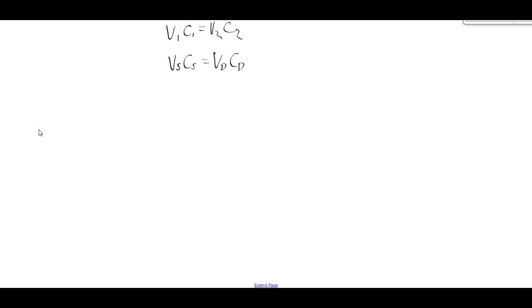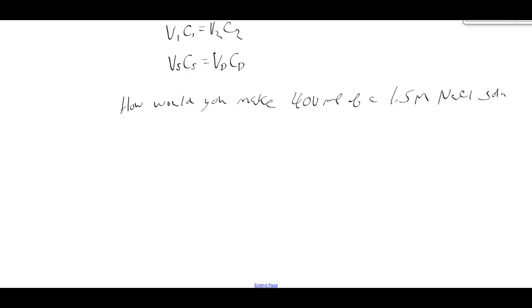So, an example here: how would you make 400 mLs of a 1.5 molar NaCl solution from a 5.0 molar stock? Again, we're going to assume this is aqueous, so we're using water as the solvent. How would you make 400 mLs of a 1.5 molar sodium chloride solution from a 5.0 molar sodium chloride stock solution?